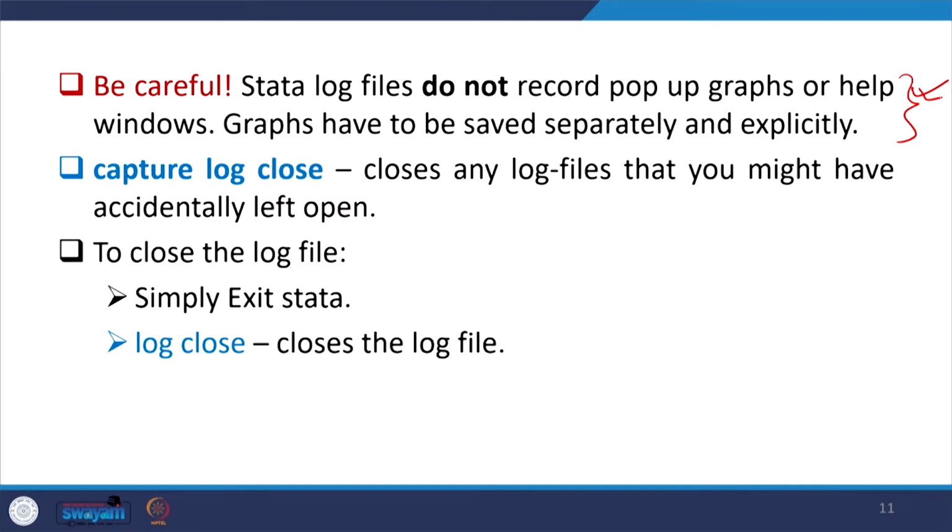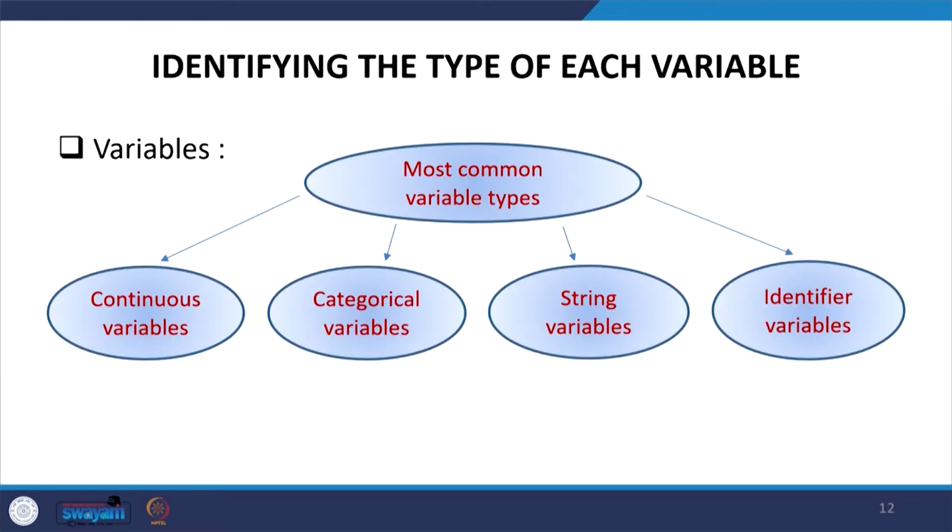Capture log close. Log close has to be made; it closes any log file that you might have accidentally left open. Capturing log close is important. To close a log file that you might have accidentally left open, you can give the command capture log close. It will capture whichever one was actually opened. But closing the log file is also always important. Once you give log close, it will close it, and the next time you can open it with that particular file.